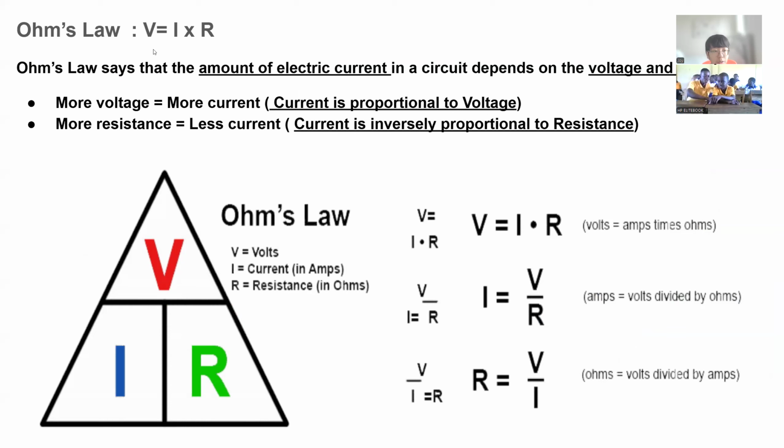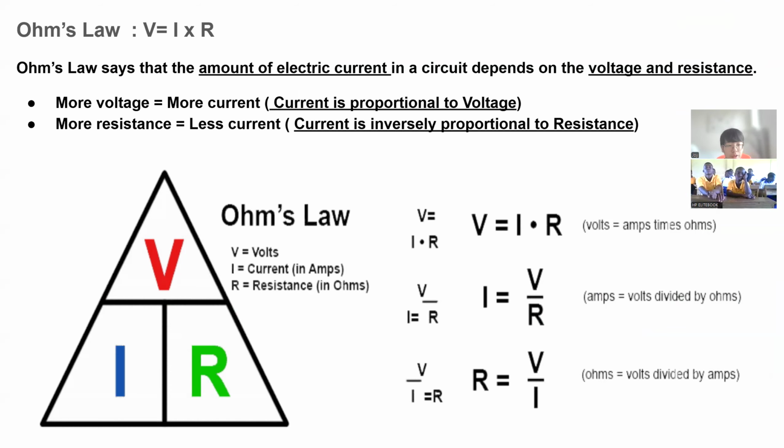But Ohm's law itself, voltage equals current times the resistance, says that the amount of electric current in a circuit depends on the voltage and the resistance. So more voltage means more current, since current is proportional to voltage. And more resistance means less current, because current is inversely proportional to resistance.